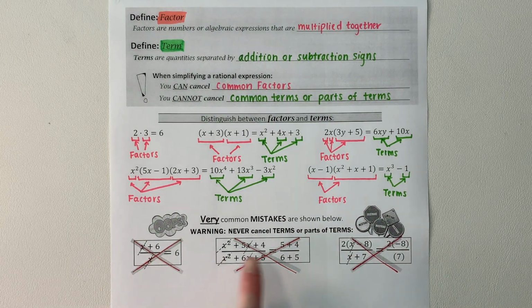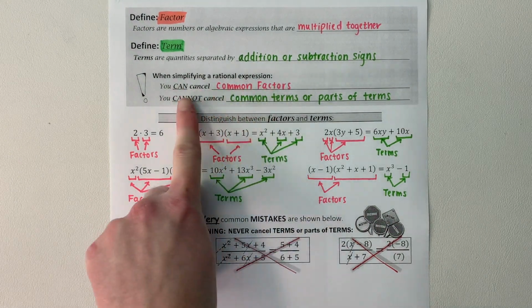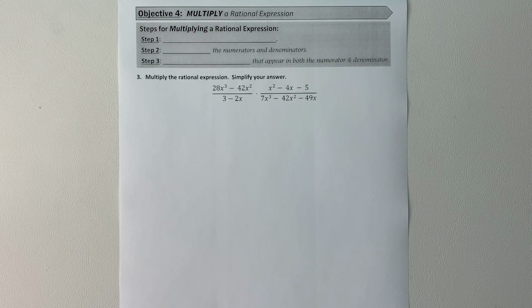So again, these are three examples of very common mistakes. Make sure you are only canceling common factors. You cannot cancel common terms or parts of terms. Now we've learned how to simplify a rational expression. Next, we're going to learn how to multiply a rational expression.